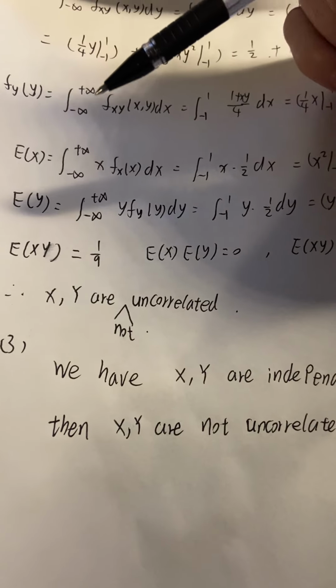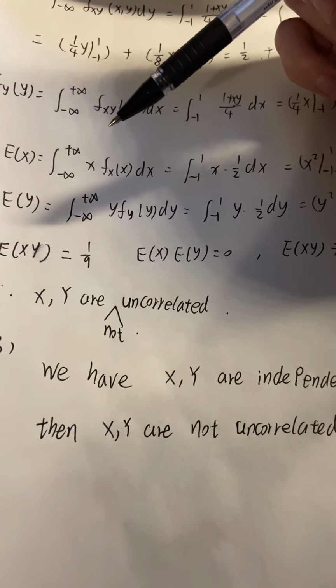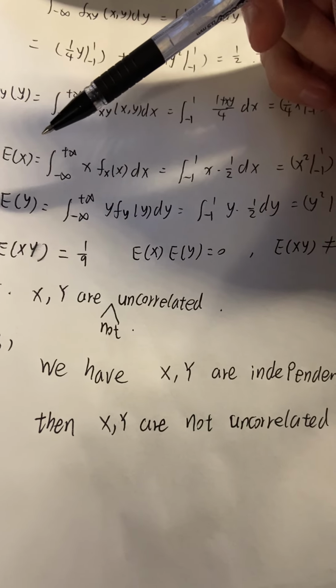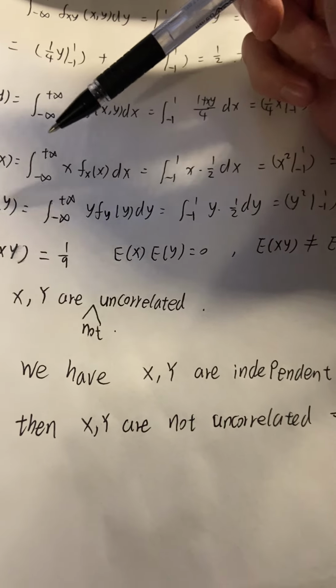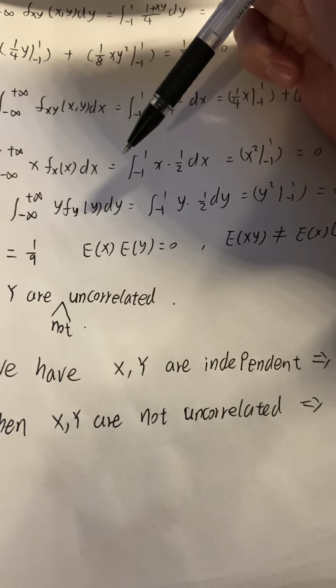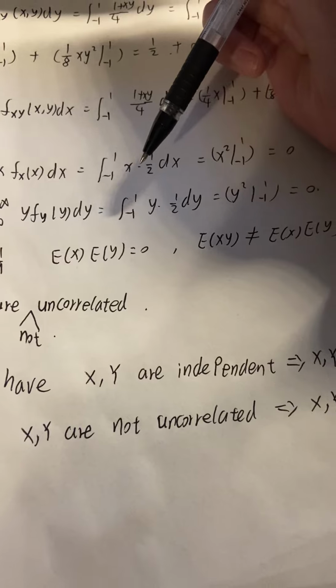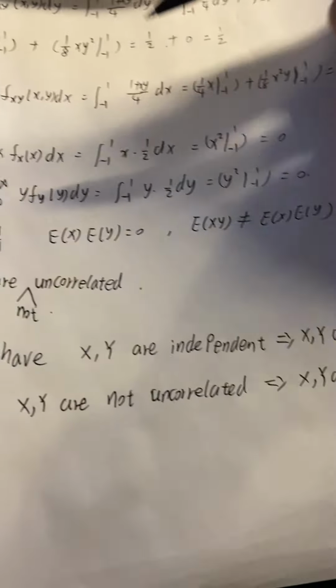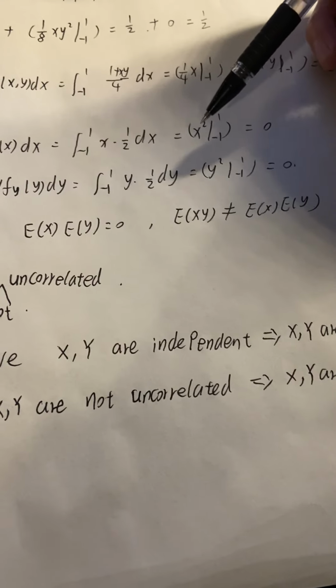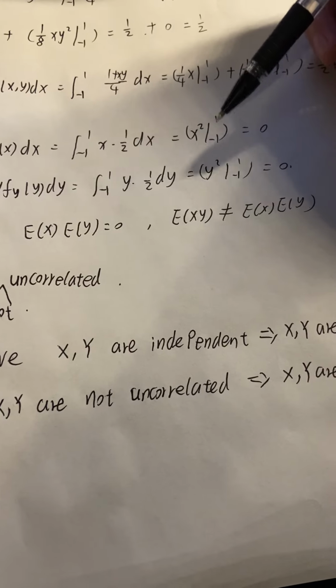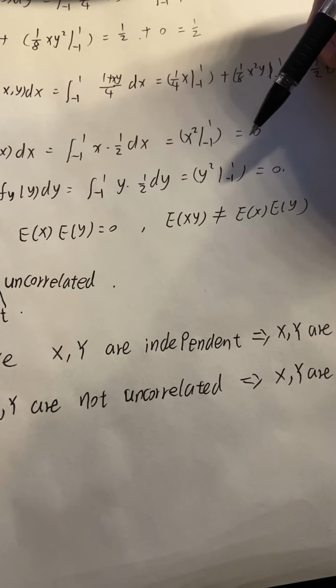Now that we know the density function of x, we can calculate E of X. E of X is the integral, where x is from -1 to 1, of x times 1/2 dx. So it will be x squared over 4, where x is from -1 to 1, and it will be 0.